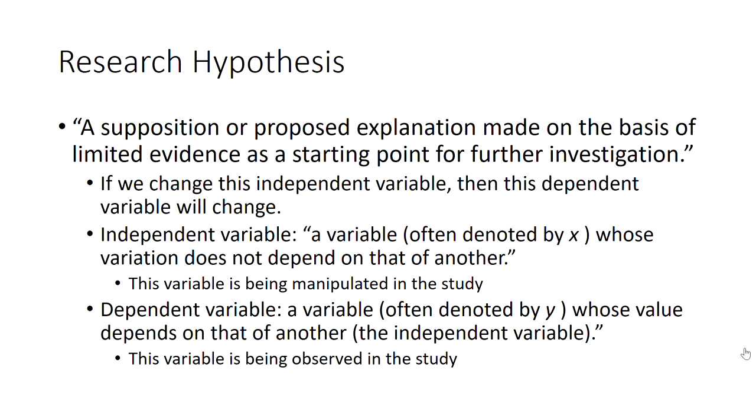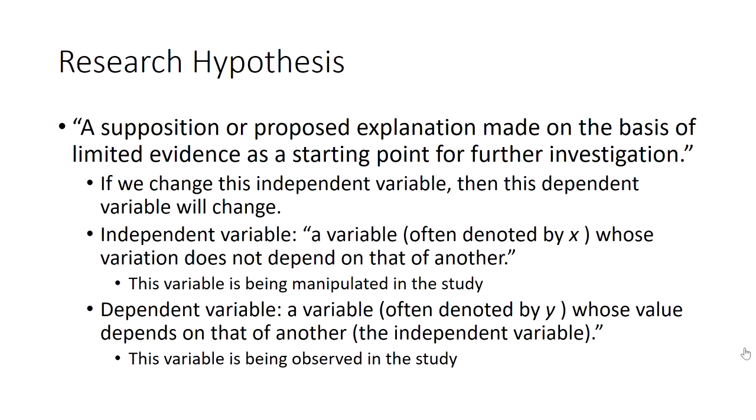So a research hypothesis is defined as a supposition or proposed explanation made on the basis of limited evidence as a starting point for further investigation. In general, it has the formula: if we change this independent variable, so what are we manipulating, then this dependent variable, or the outcome, will change. So an independent variable is a variable, often denoted by x, whose variation does not depend on that of another. So that's what you're manipulating in the study. That could be a drug treatment, or the type of clinical laboratory test you're using to diagnose a disease. That's what you're changing.